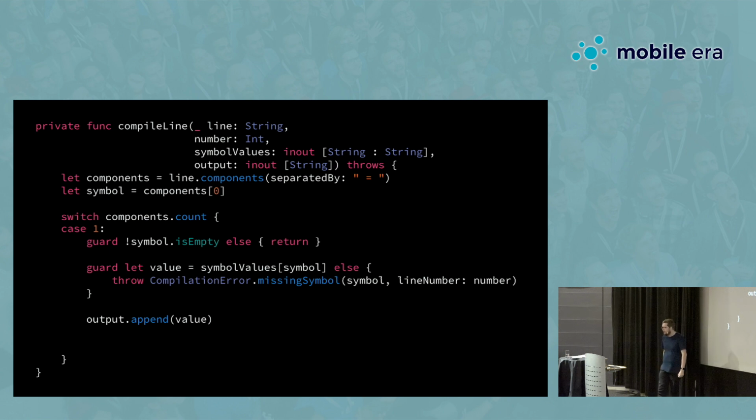We haven't found the symbol before, and here's the line number. So we give a really nice compilation error there. Otherwise, we just put the output into the array, and we're done. For the assignment, it's even easier.